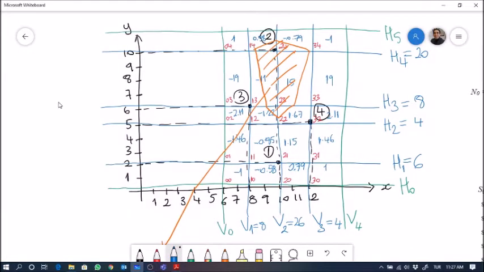Now let's put our departments on the Cartesian coordinate. Please follow the black colors. Department 1 is located at 10 and 2. Department 2 is located at 10 and 10. Department 3 is located at 8 and 6. Department 4 is located at 12 and 5.